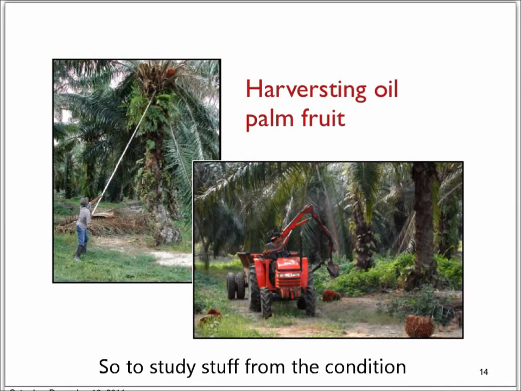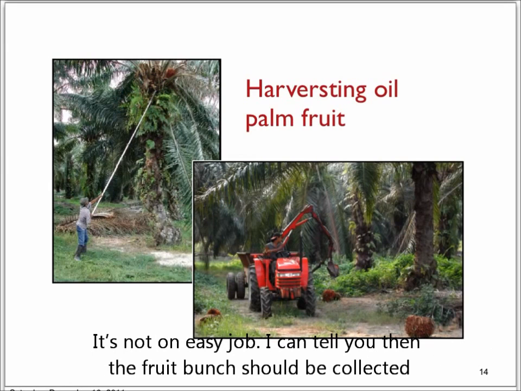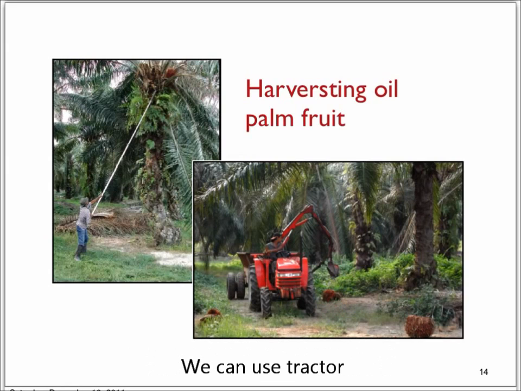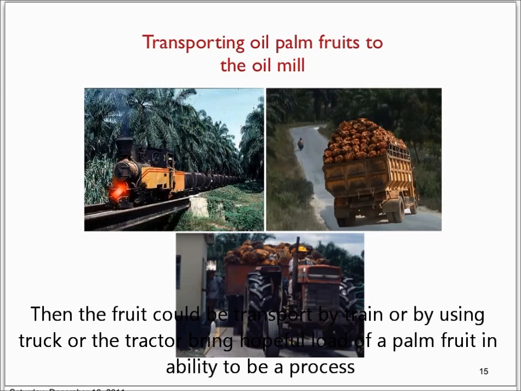So the story starts from the plantation. You can see the oil palm tree here is now quite tall, so we have to use a pole to bring down and harvest the fruits from the tree. It's not a very easy job, I can tell you. Then the fruit bunches will be collected. These days we can use a tractor or other modern means to collect the fruit. Then the fruit will be transported by train or by lorry to the factory.